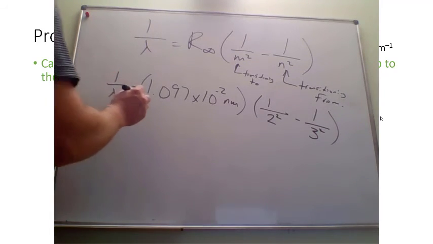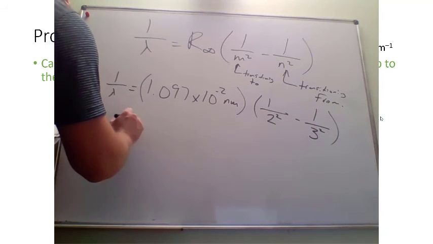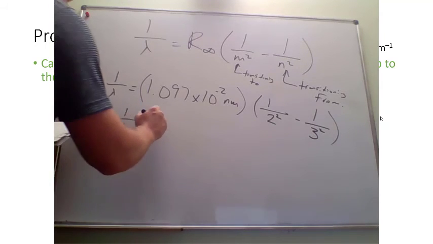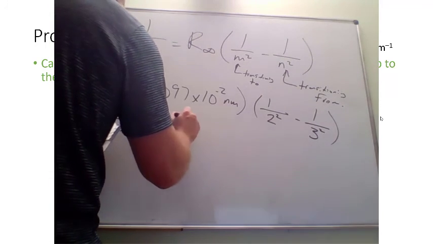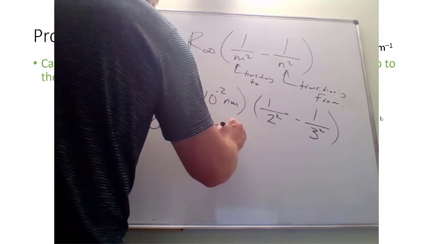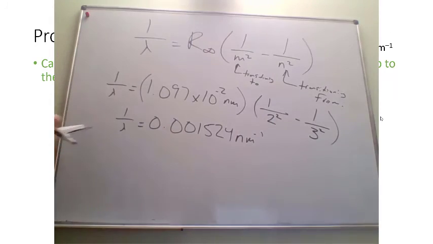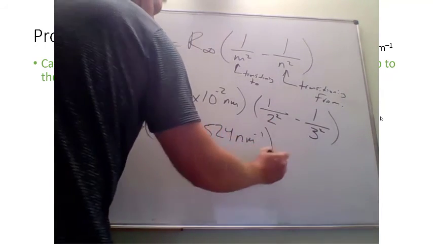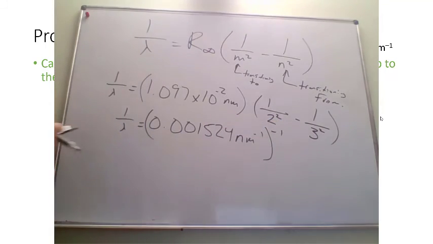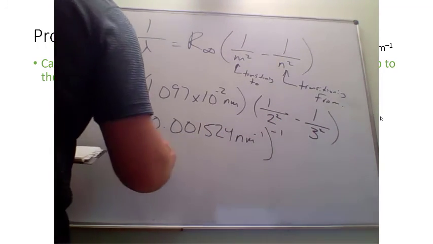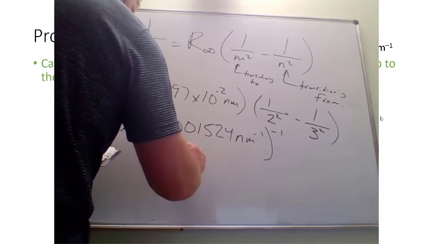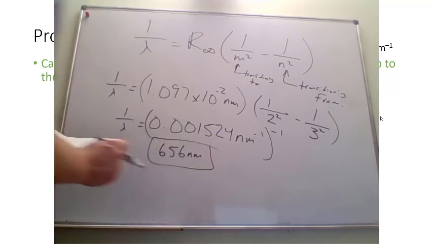So if we solve for this here, plug and chug, we're going to see that 1 over lambda is equal to 0.001524 reciprocal nanometers. If we take that whole response to the negative 1, to take the inverse, we get an answer of 656 nanometers.